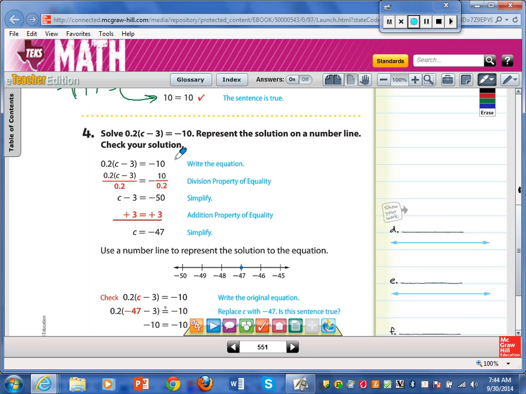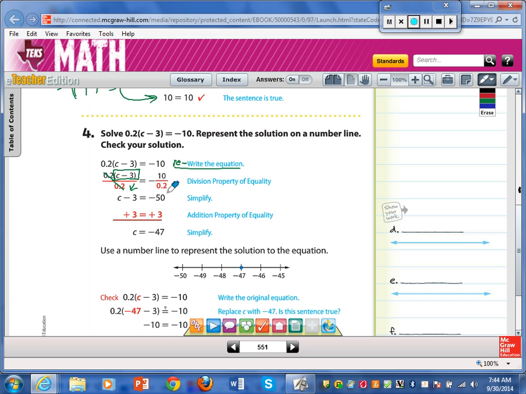So remember, rewrite your equation. Here it is. Since we know this is multiplication and this is a grouping, we got to get rid of this 0.2 first. Since it's multiplication by 0.2, then we're going to divide by 0.2 on both sides. Remember, the 0.2's cancel here, and the only thing left over is c minus 3. So everything's becoming pretty clear. Just remember your proper rules.